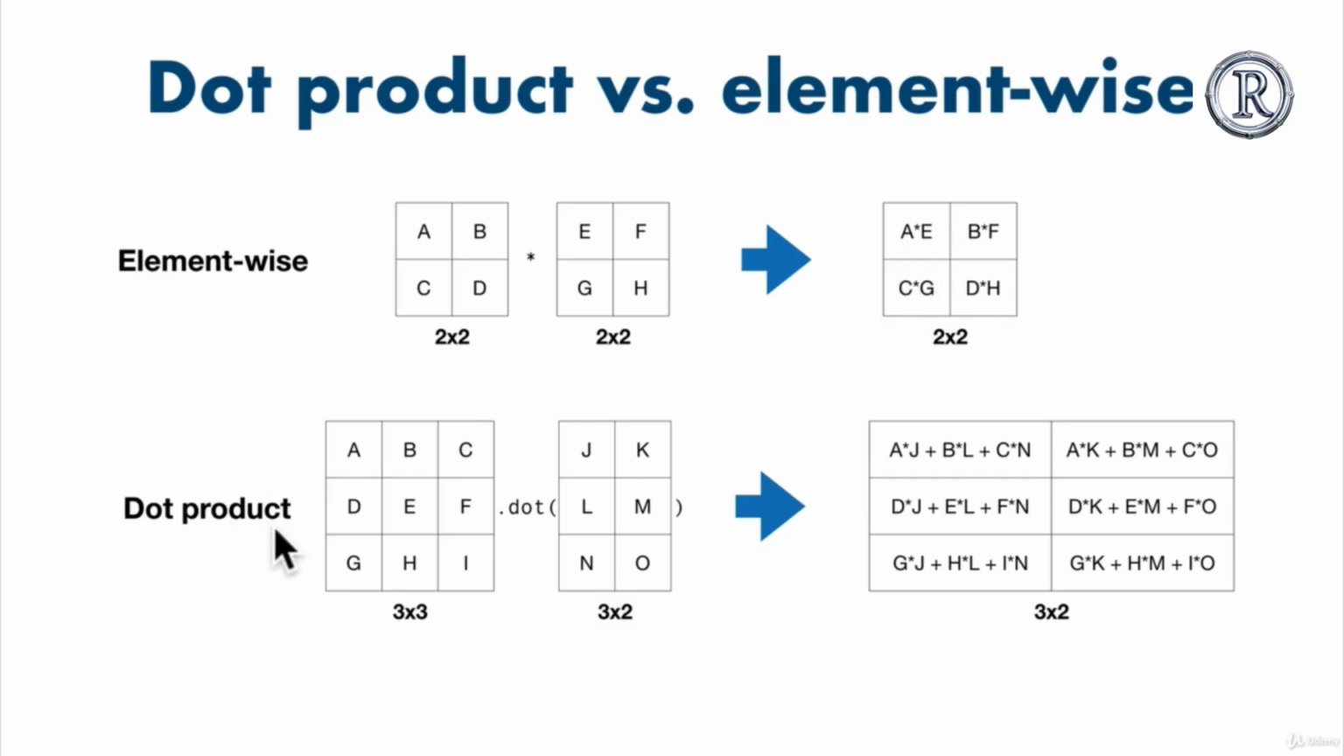But the dot product is a little bit different. Now, we've got, say, a 3 by 3 matrix here, a 3 by 2 matrix here, and we're calling dot on this one with this one. And now, what is going on here? The resulting matrix is going to be 3 by 2. And we have A times J, okay, following along with that. But then we have B times L plus, okay. Then we have C times N. All right, so it's got the top row here multiplied by the first column and adding up the total.